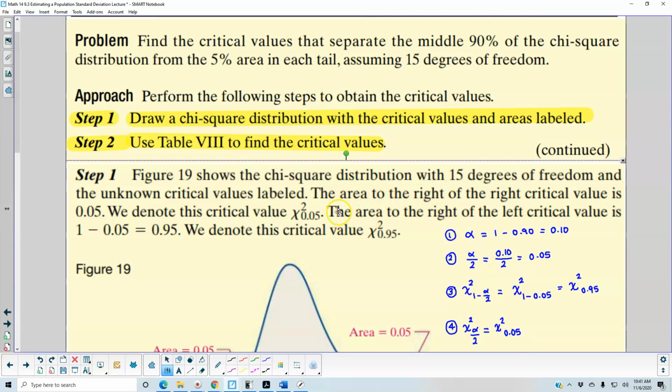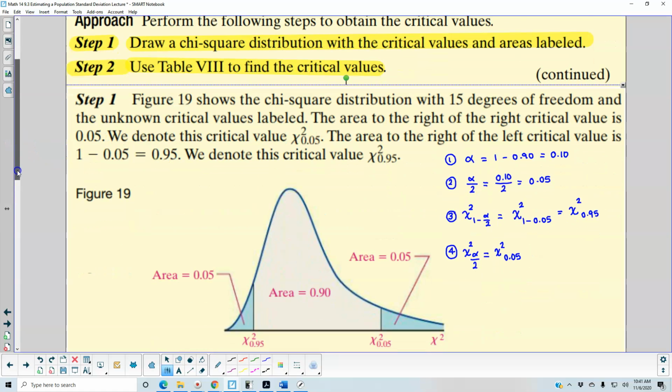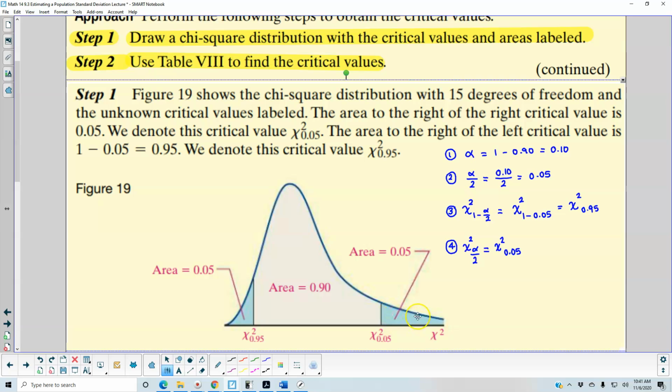Now coming back to this paragraph, the area to the right of the critical value is 0.05. So here is where we're getting the area of 0.05. We denote this critical value on the right, which is what we got in step number 4, as chi-square of 0.05. That gives us the area to the right, because that's what the table gives us.